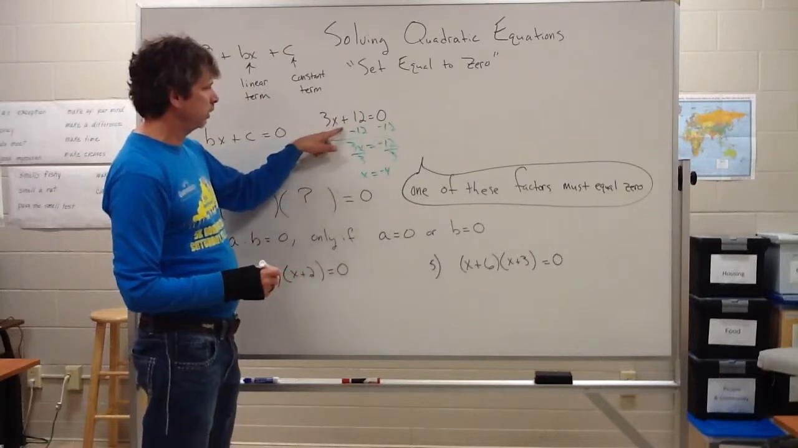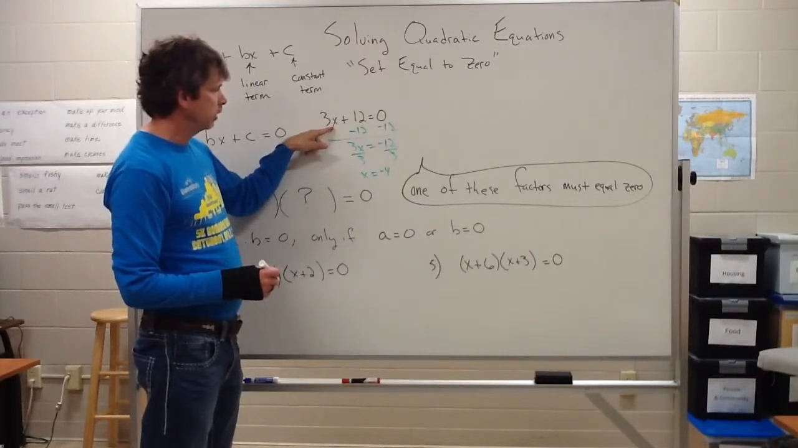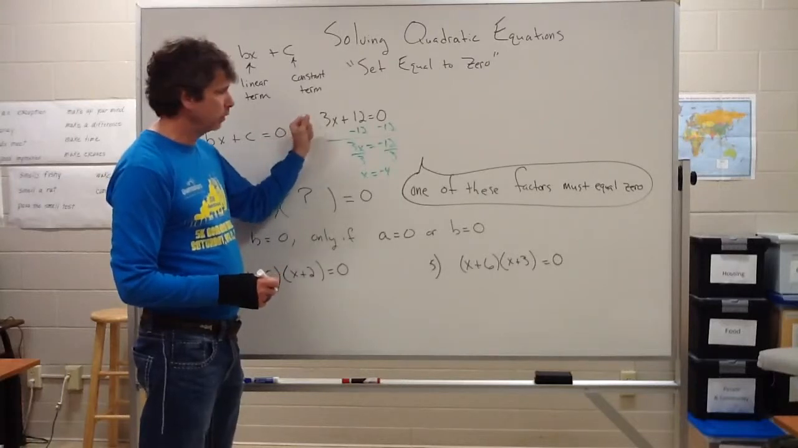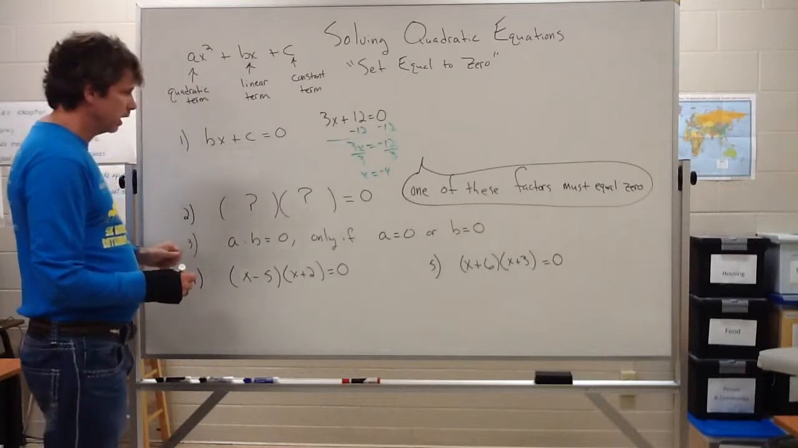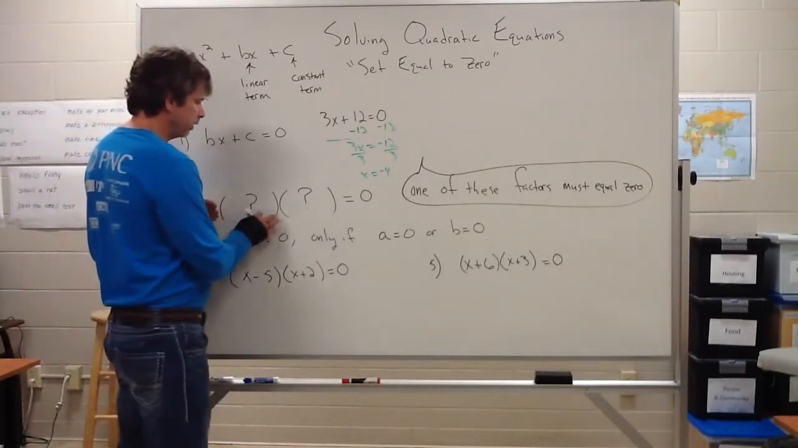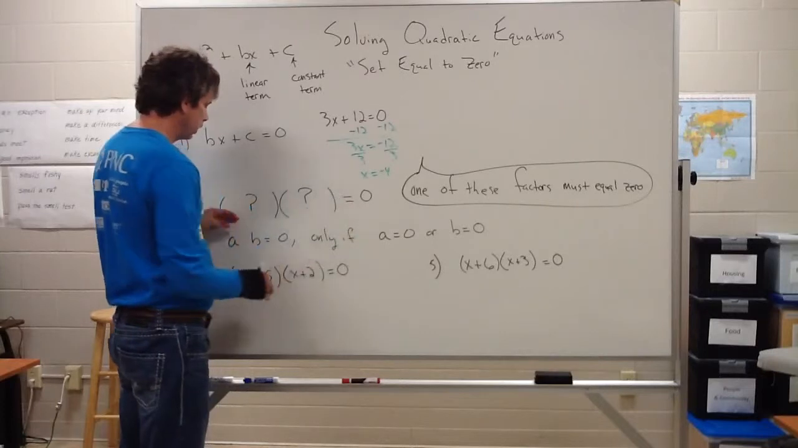So notice how if it looked like this, a linear equation, our objective was really to get that x by itself, so everything was moving out of the way. A quadratic equation has more of this look. We have something times something is equal to 0. So now see how it's set equal to 0.